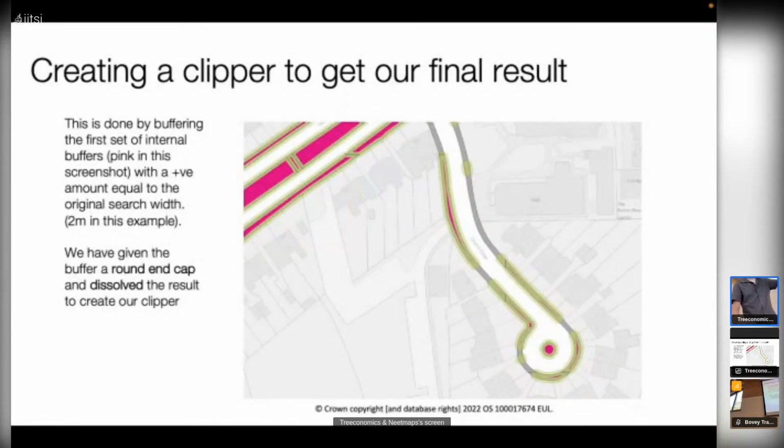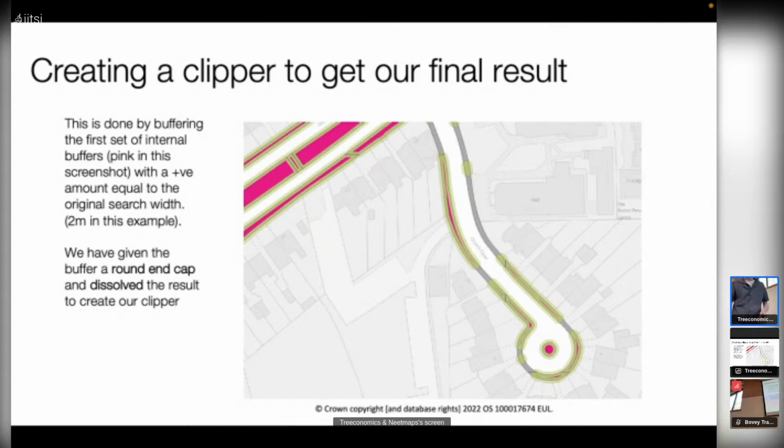So I decided I gave the clipper a round end cap and I dissolved the result. So if I use this pointer thing, here we had two very small internal buffers, one here and one here. But my overall external buffer was dissolved. So it's just one buffer.